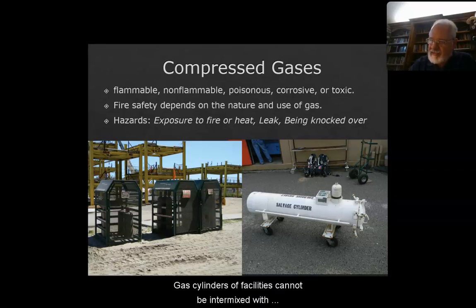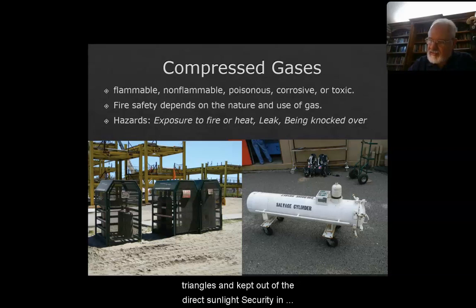Gas cylinders at facilities cannot be intermixed with other hazard classes and must be maintained in safe storage configurations inside fire-rated storage rooms or gas cabinets. Gas cabinets must have negative pressure, monitoring alarms, and windows, and are limited to three 100-pound cylinders. Gas vaults: ventilation rates are usually a minimum of 150 cubic feet per minute, or 1 cubic foot per minute per cubic foot of storage, whichever is greater.